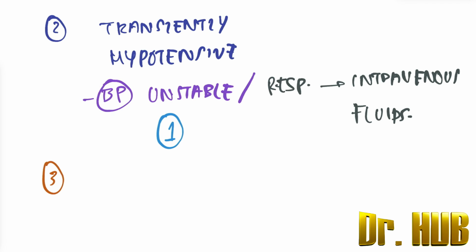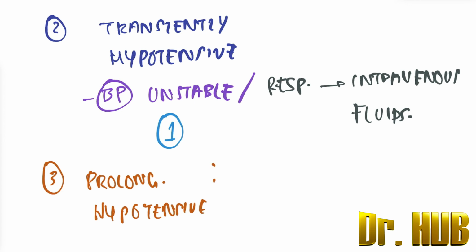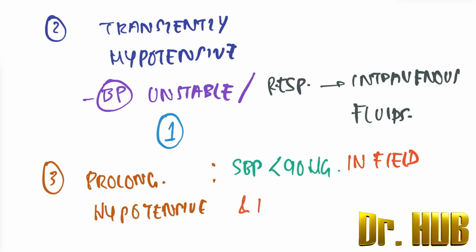Next is shock group 3. Here it is prolonged as well as hypotensive. The systolic BP is less than 90 mmHg in the field and is responsive to fluid only in the OT, that is the operation theatre. So this scoring is 2.